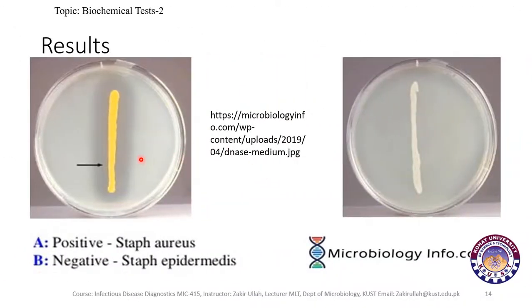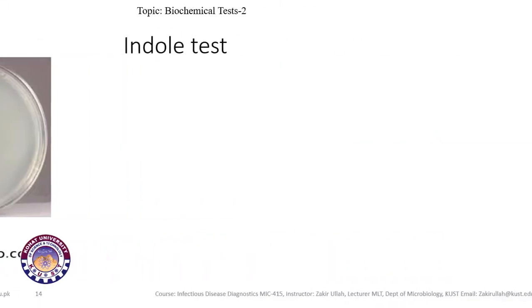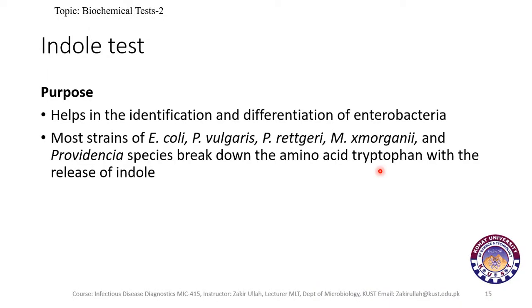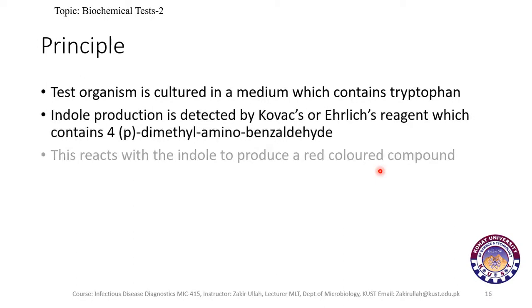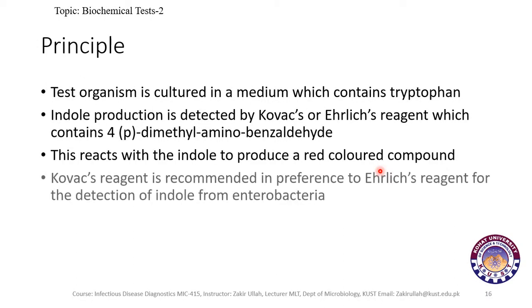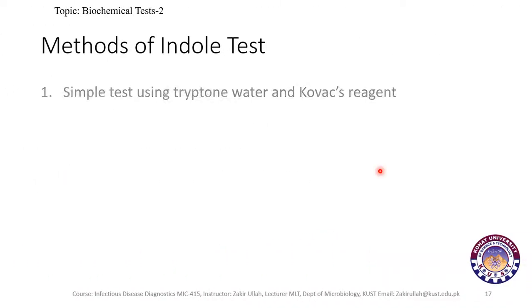This is another example of the DNase tests. The indole test is also required for the identification and differentiation of different enterobacteria: E. coli, Proteus vulgaris, Proteus rettgeri, Morganella morganii and Providencia species. They produce indole, and the test is performed in tryptophan and in different ways.